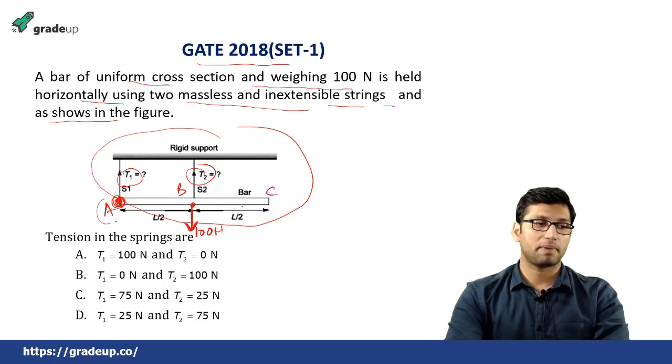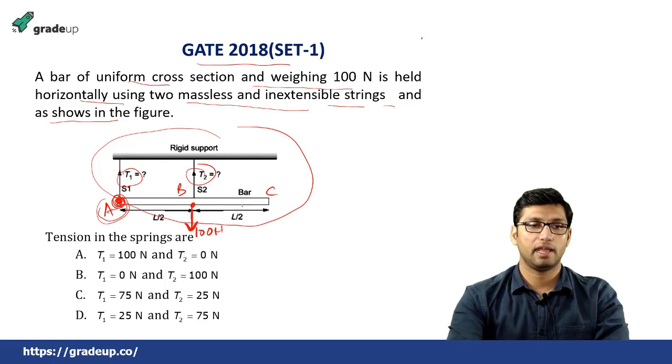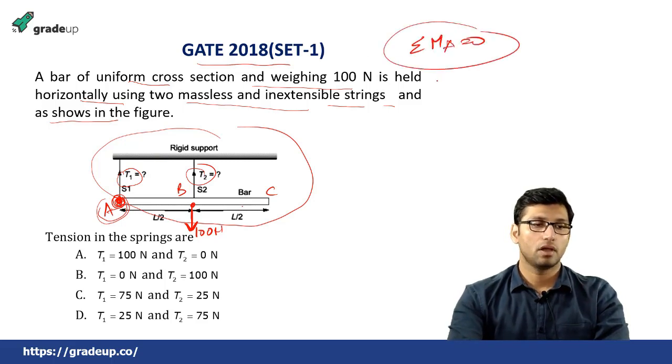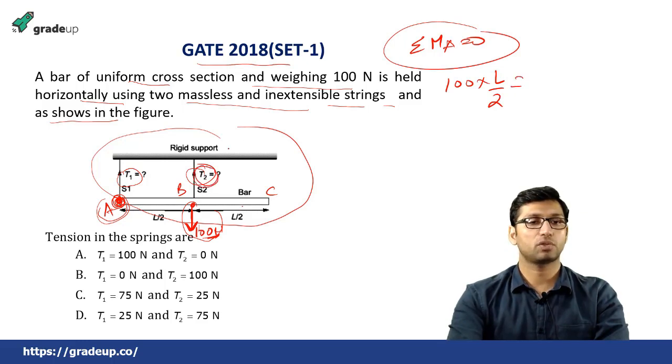Applying moment at point A, the moment will be equal to 0. Moment is equal to force into distance. Here the force is 100 Newton, so 100 into the distance L by 2, and there is also a tension force acting upward, opposite to this direction, so this will be T2 into the distance L by 2. After solving it, we will get T2 equal to 100 Newton.